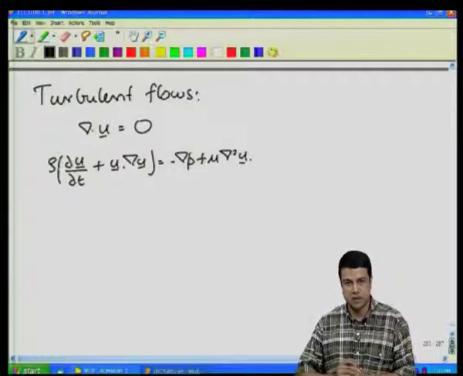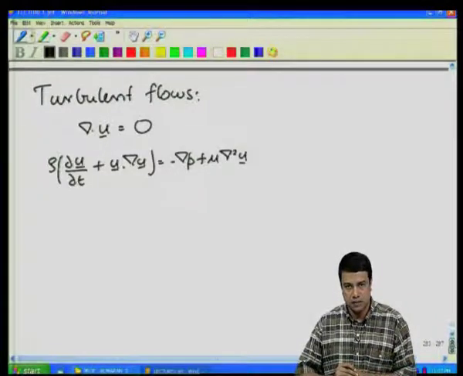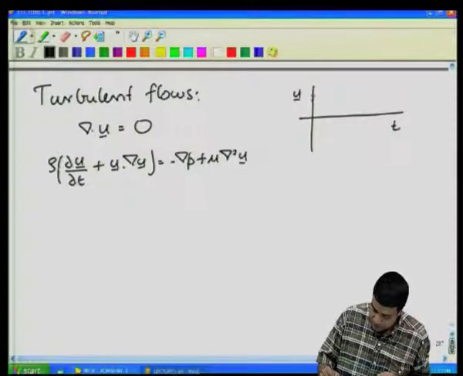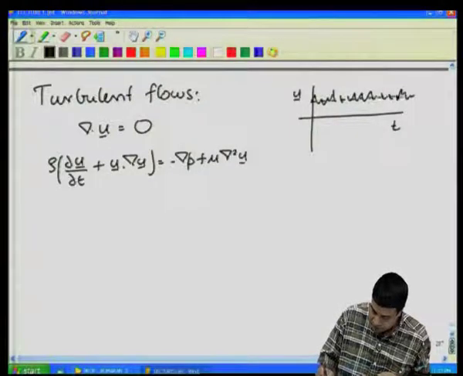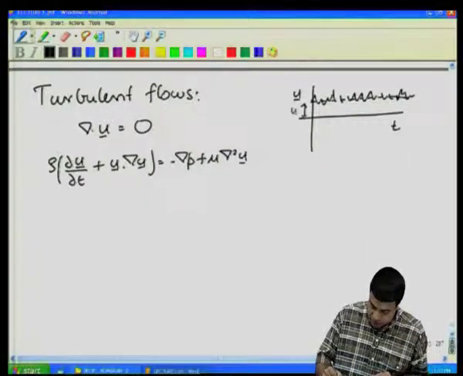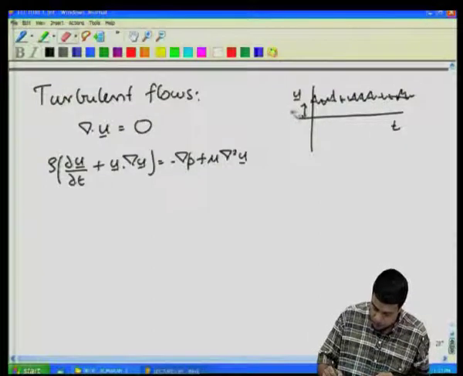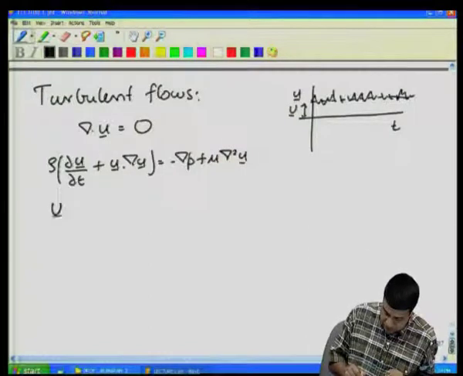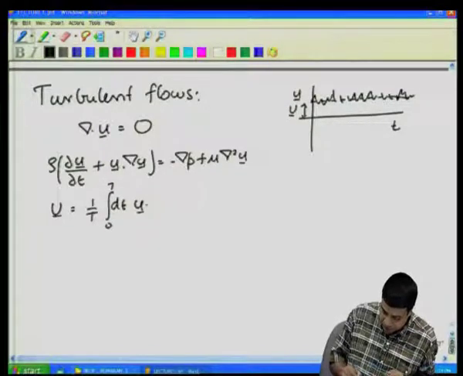Since the velocity is an irregular, fluctuating function of time, we can separate it out into a time averaged mean velocity, which I call capital U, plus the fluctuating velocity. The mean velocity is defined as 1 over T integral 0 to T dt of the velocity vector u.